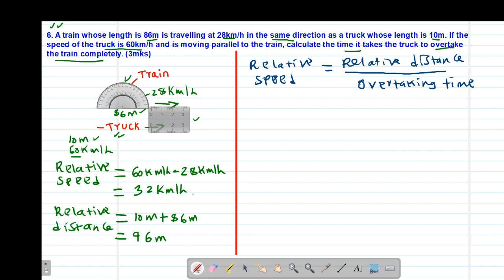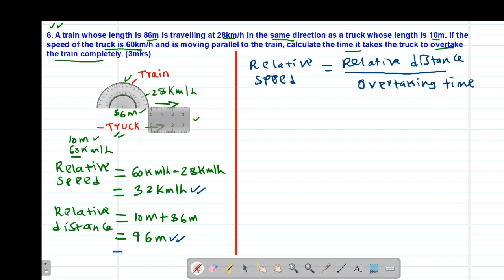But because we have our speed being in kilometers per hour and our distance is in meters, these two cannot work together. Therefore, we need to convert either the distance in terms of kilometers so that it rhymes with our speed, or we can as well convert the speed into meters per second.